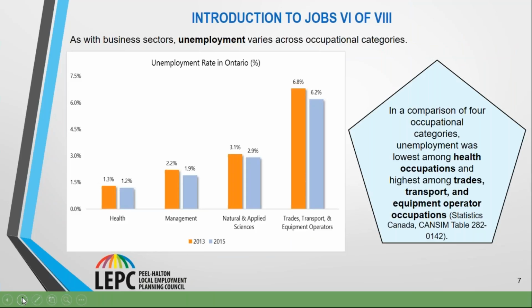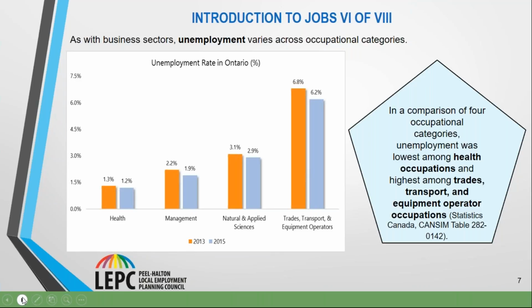In our first webinar, we showed the unemployment rate across industries. Here, we are presenting the unemployment rate across occupations. Among the 4 occupational categories we presented in this graph, health occupations have the lowest, and trade, transport, and equipment operators occupations have the highest unemployment rate in Ontario.